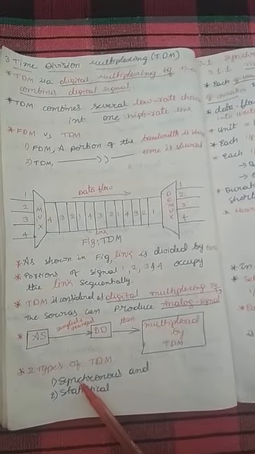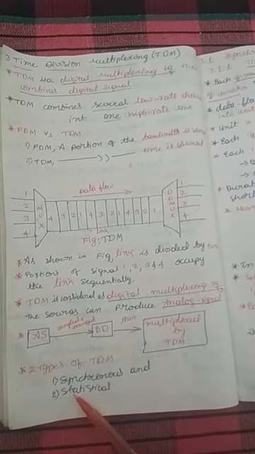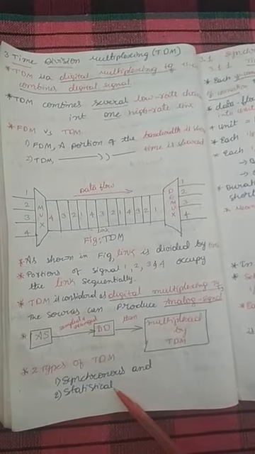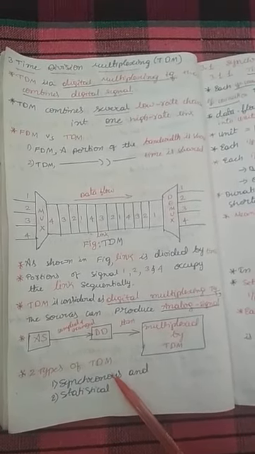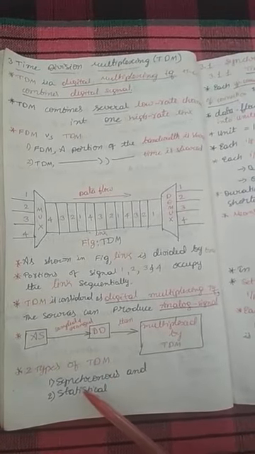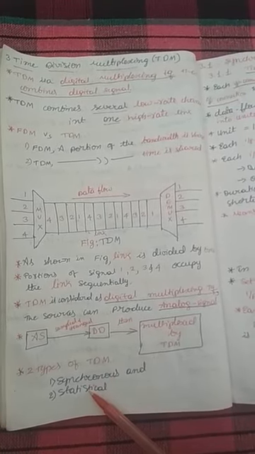Okay, here in TDM there are two types. First one is synchronous, second one is statistical. First we will discuss what is meant by synchronous. Next we will discuss statistical.